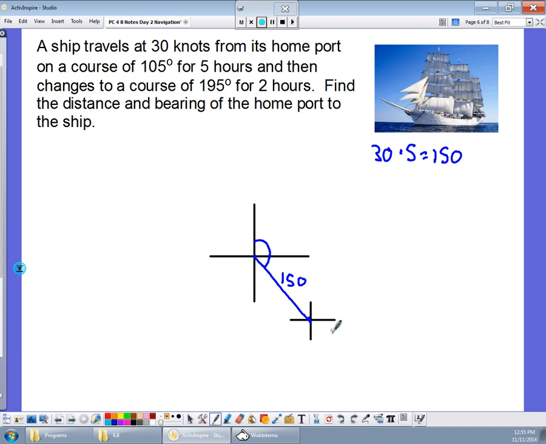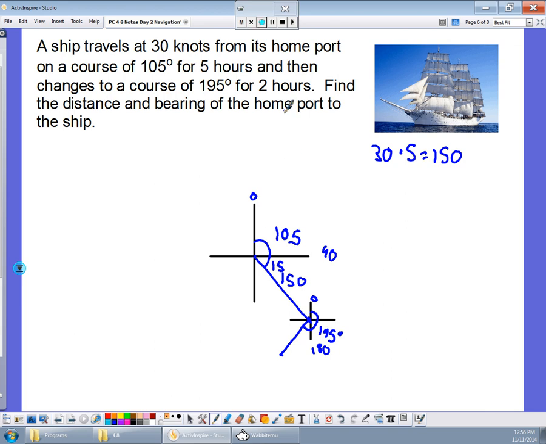So now from this new point, I'll go back and talk about this angle real quick. If this is 105 and this is 90, then this here must be 15, because 105 minus 90 is 15 degrees. So now it changes course to 195. So this is 0, 90, 180 is right here. So 180, 195 is going to be right here. That's your 195 degree heading.